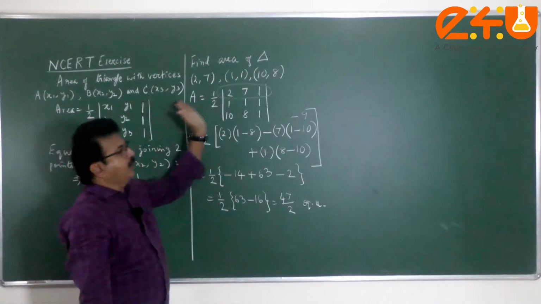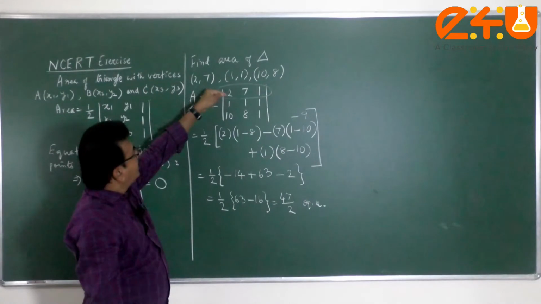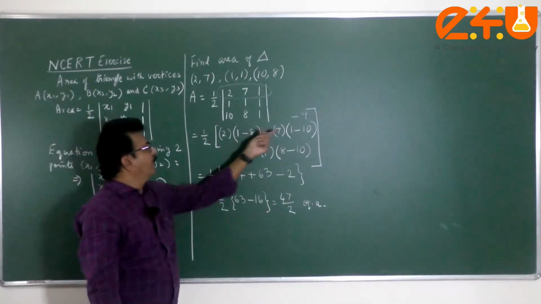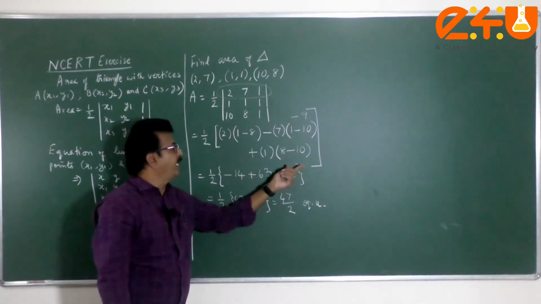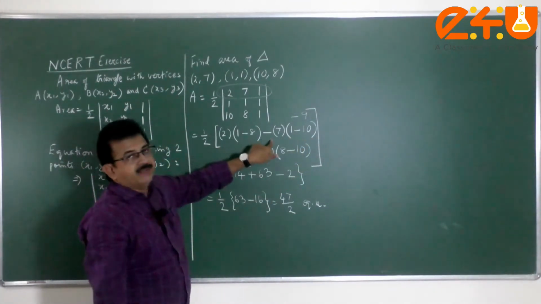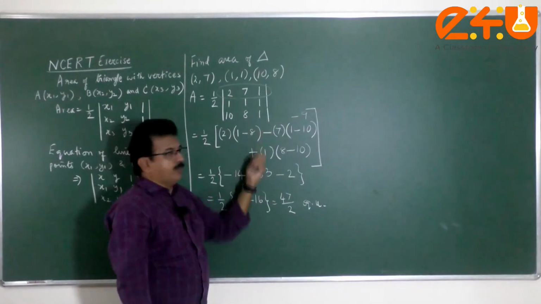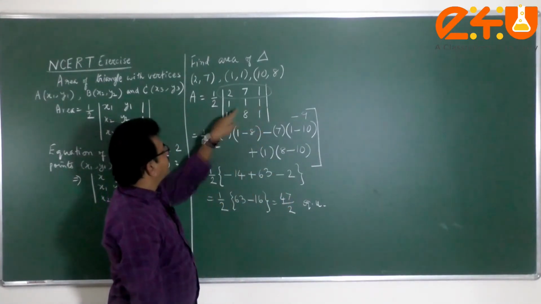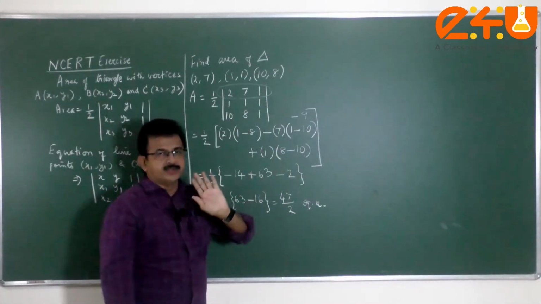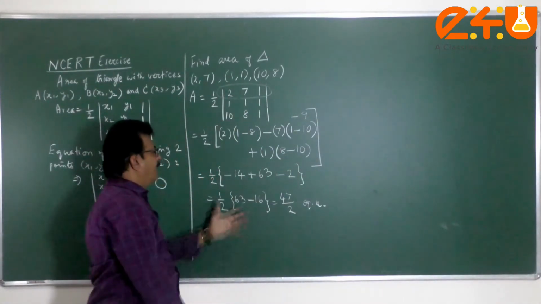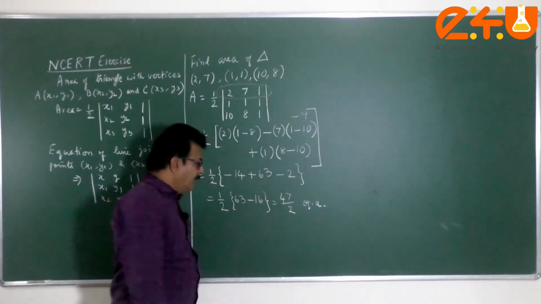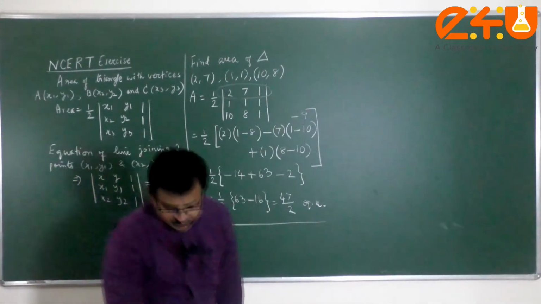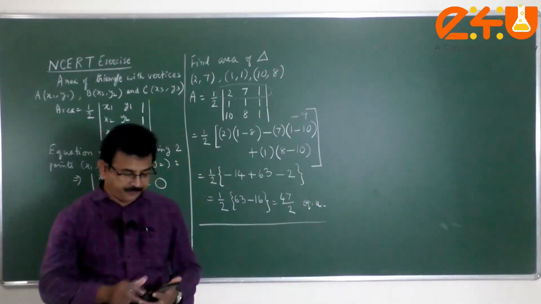We are expanding by row 1. So in row 1 we have used A11, A12, A13. Cofactors capital A11, capital A12, capital A13. The sign convention is positive, negative, positive. Minors are 1 minus 8, 1 minus 10, 8 minus 10. So it's as simple as that. 63 minus 16 gives 47 by 2. Is that okay? So we will take up one similar question for discussion.